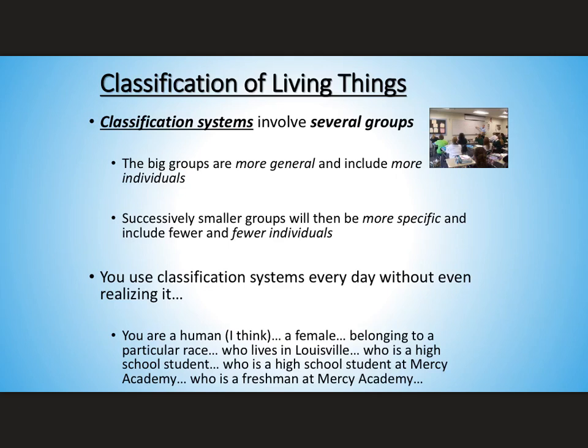So classification systems are typically hierarchical. We'll come back to that term here in a second. And they involve several groupings, right? The larger groups in a classification system are more general and include more individuals, or they're more inclusive. Then we break it down to successively smaller groups, which become smaller, more specific, and have fewer individuals, meaning that they are more exclusive, right?